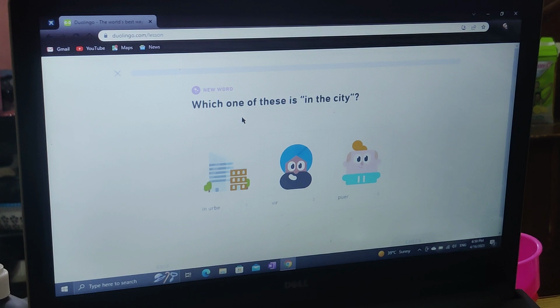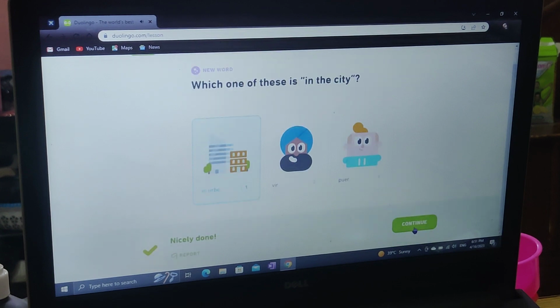Which one of these is in the city? So, in urbe. Let us count our words. From the start we have done 1, 2, 3, 4, 5, 6, 7, then 8, 9, 10, 11, 12, 13. Then this is our 14th word which we are gonna do, and the 14th word would be in urbe. So in urbe means in the city, I guess. So we have nicely done it.